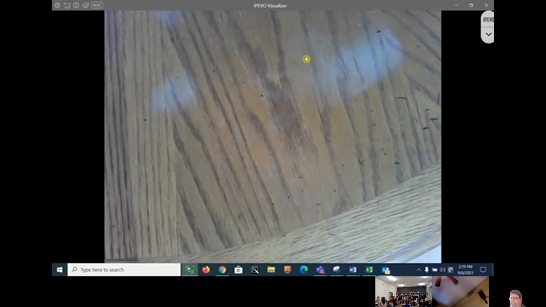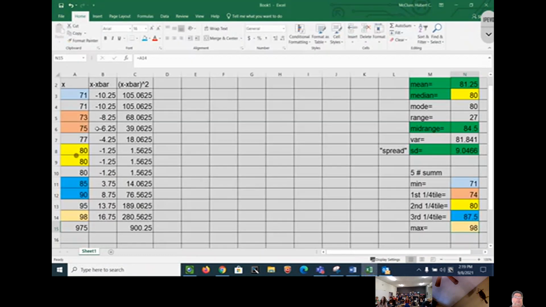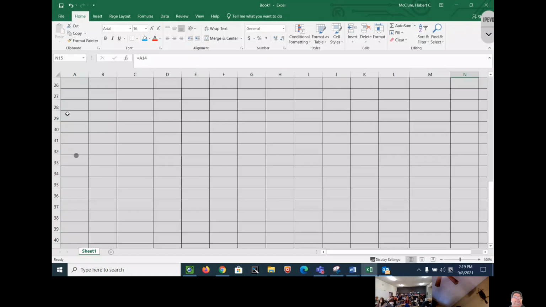All right, let's do another problem then. How many numbers did we have in our last problem that we did with mean, median, mode, and all that stuff? How many numbers did we have? 7 or 10? I think it was 10. All right, let's do one with 11. Let's go to the spreadsheet. And let's do one with 11. So n is equal to 11.